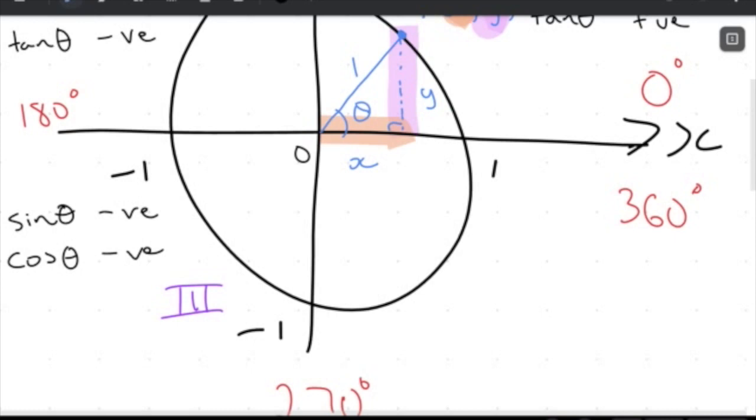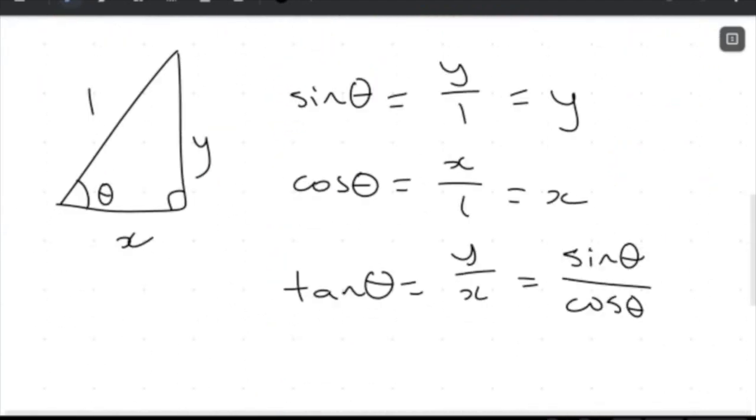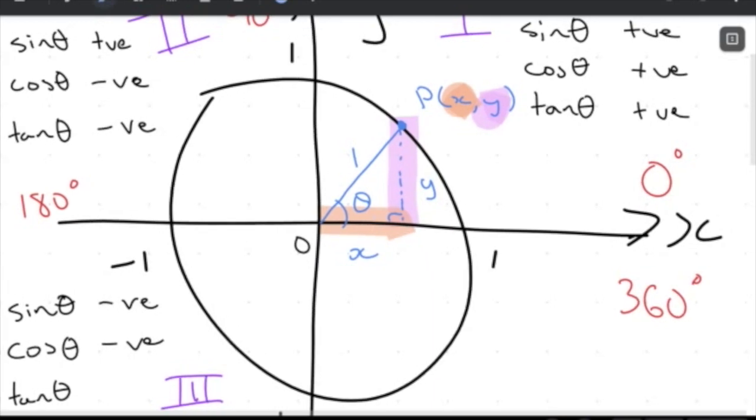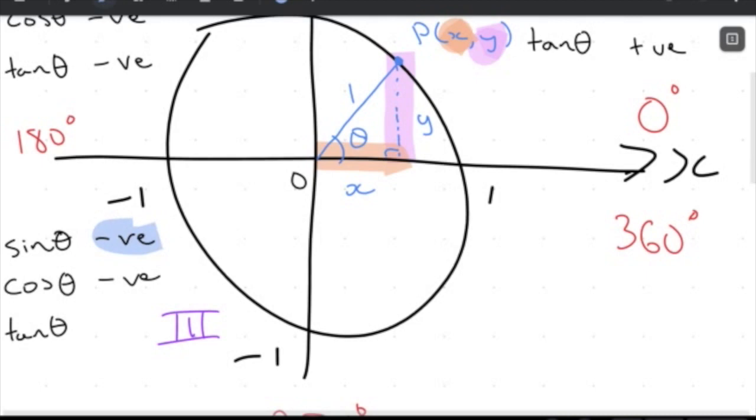And interestingly enough, tan theta here, if we think of this as a fraction, y over x, or sine theta over cos theta: y in this quadrant is negative, x in this quadrant is negative. So as a fraction, this will be a negative number over a negative number. When you divide a negative by a negative, you get a positive. So tan theta here is actually going to be positive.